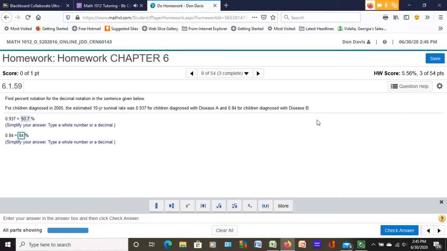All right, now you look at that. What does that say? Well, it says that on that particular disease, the survival rate is not as high. In other words, on that one, 84 out of 100. And in the first one, it would be 93.7. If you rounded, you'd get 94 per 100. But I'm pretty sure that's how they want this answer here. So let's check it and see.